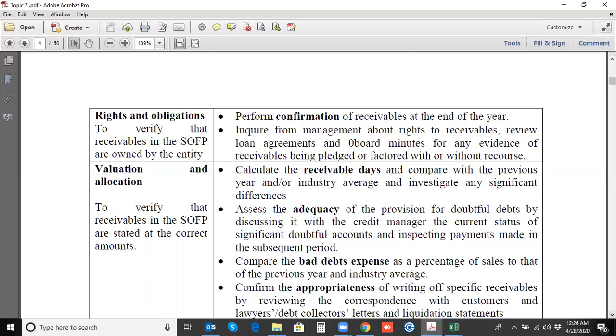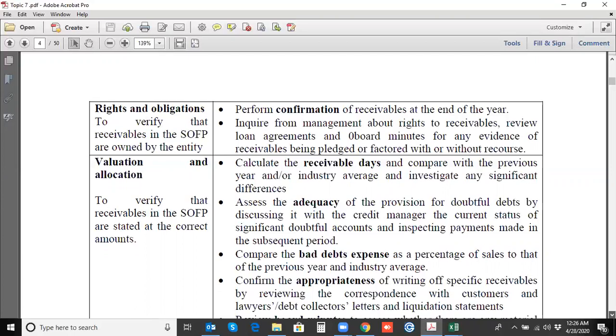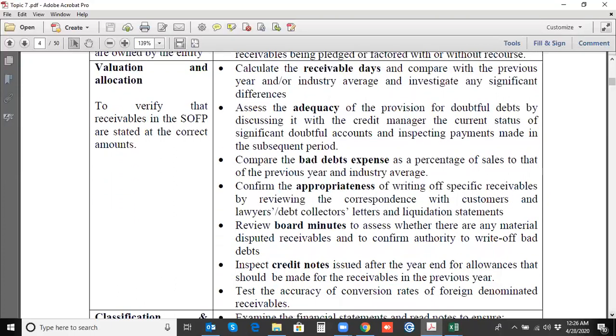Look at the provision for bad and doubtful debts. Is it accurate? Does it make sense? Is it adequate in these financial statements, or is it not adequate and therefore you need to increase the provision for bad debts? Look at the bad debts expense as a percentage of sales, that of the previous year, and see if there are any significant variances.